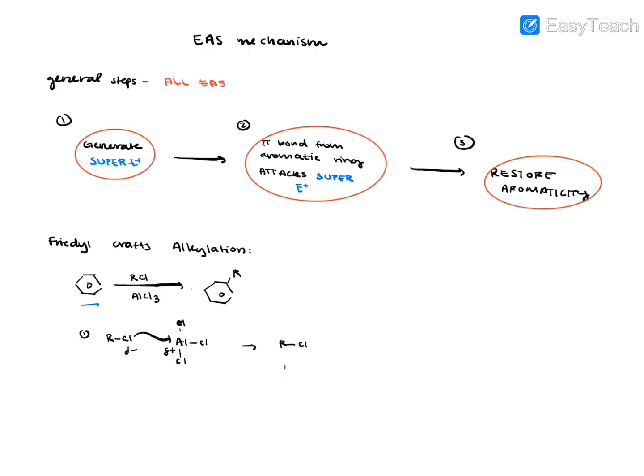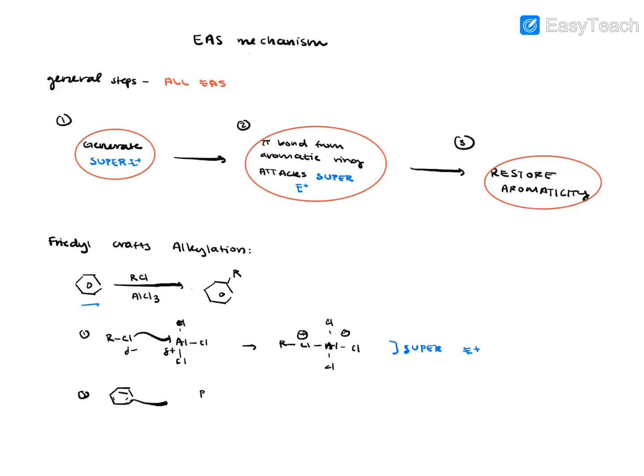And then, we have a positive charge on that chlorine and a negative charge on this aluminum. And this right here is our superelectrophile. We know that chlorine is really electronegative, so it having a positive charge is very unstable, which makes this whole thing very electrophilic. So our second step is that a pi bond is going to come and attack.